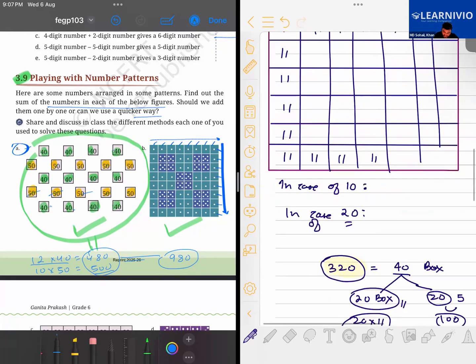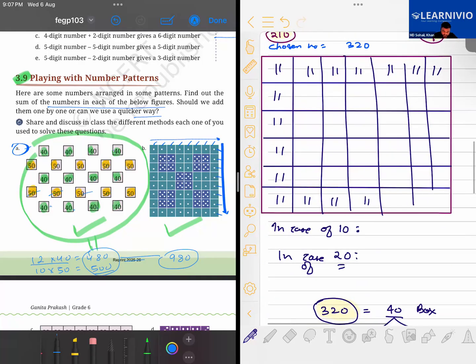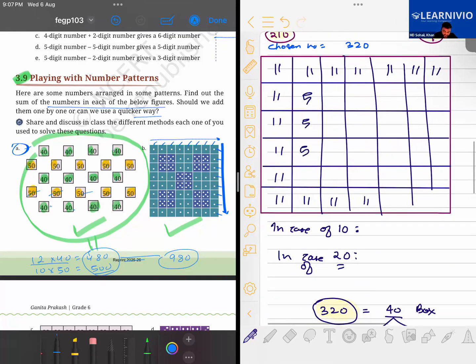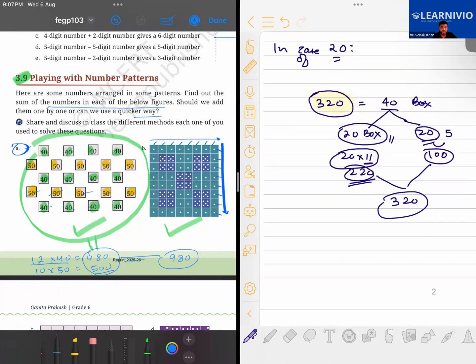Okay. So that means 20 multiplied by 11 will be equal to 220. Then we will take another 20 boxes. Each one of them will have a value of 5, like this: 5, 5, 5. There should be a total of 20. So 20 times 5 will be equal to 100, and hence the total will be equal to 320.